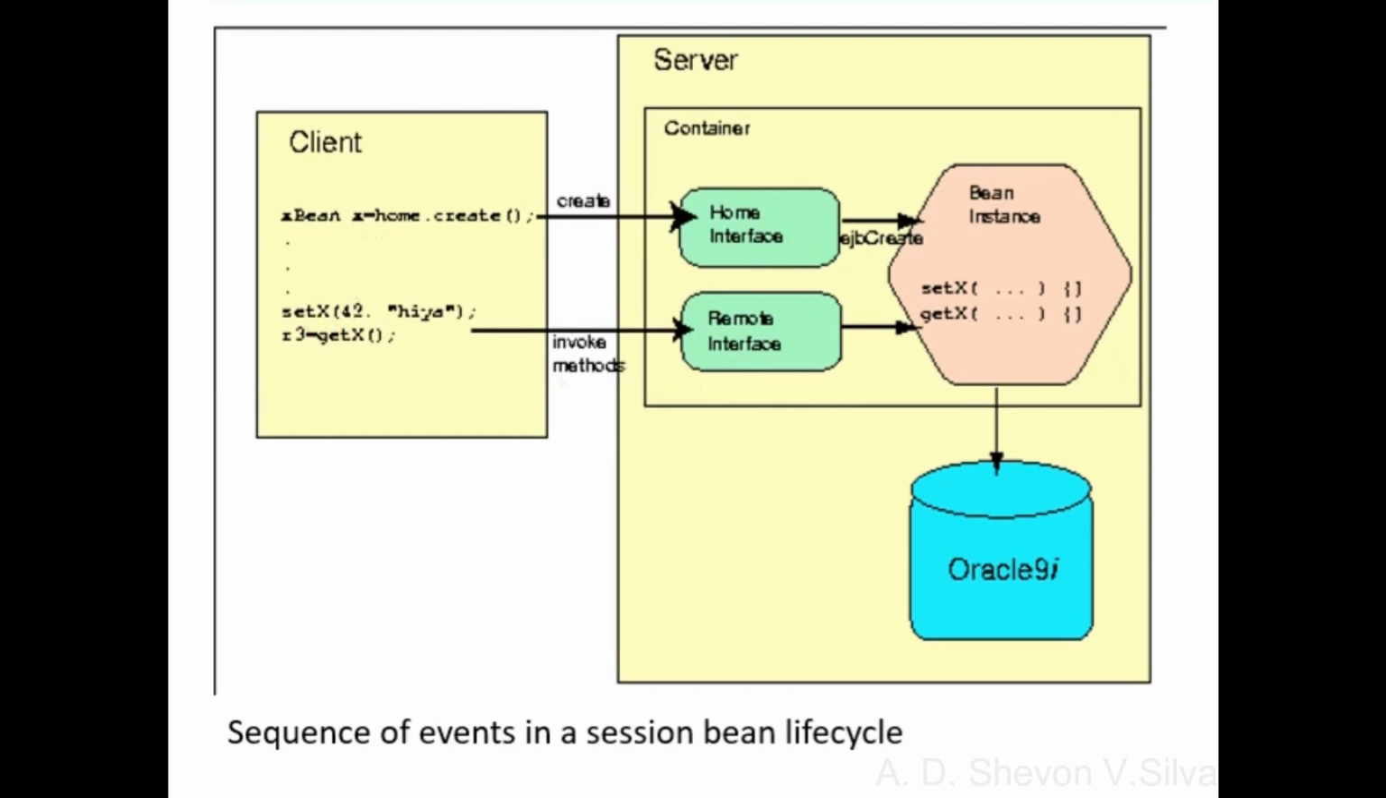The events that occur when a client invokes a method within a bean are explained in this diagram. The numbers here correspond to the steps.